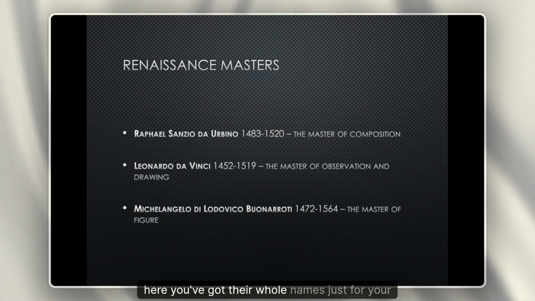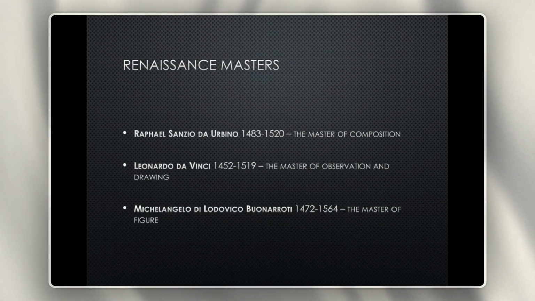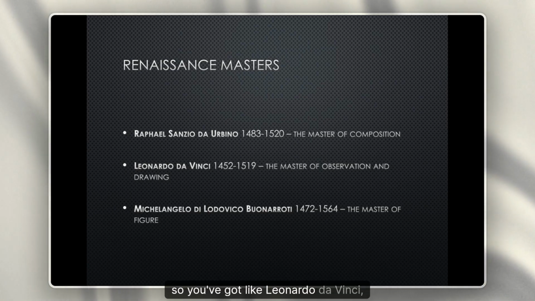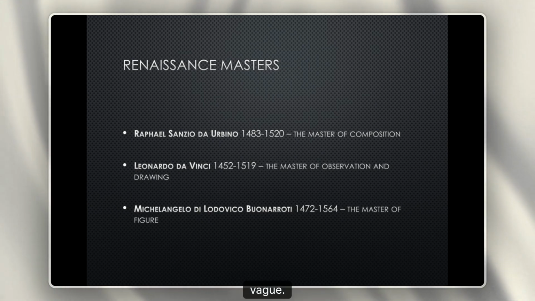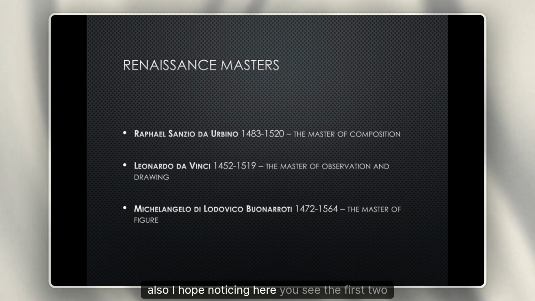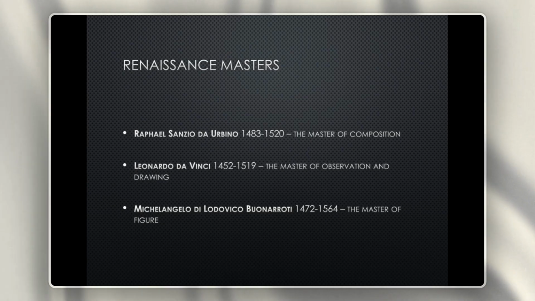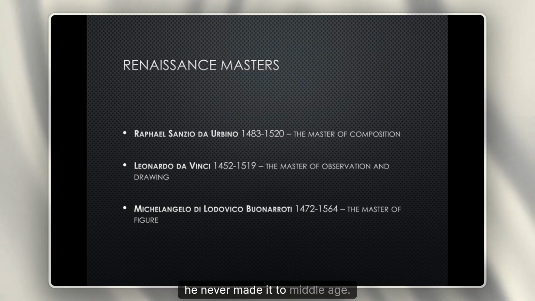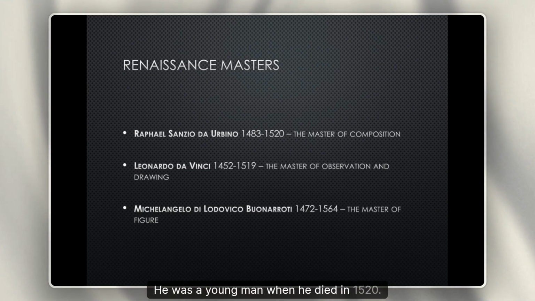Here you've got their whole names just for your information, but you can notice how sometimes they are super vague. So you've got Leonardo da Vinci, like Leonardo from the town of Vinci, super vague. Also, I hope you're noticing here the first two guys. Raphael was a young man. He died when he was like 37. He never made it to middle age. He was a young man when he died in 1520.